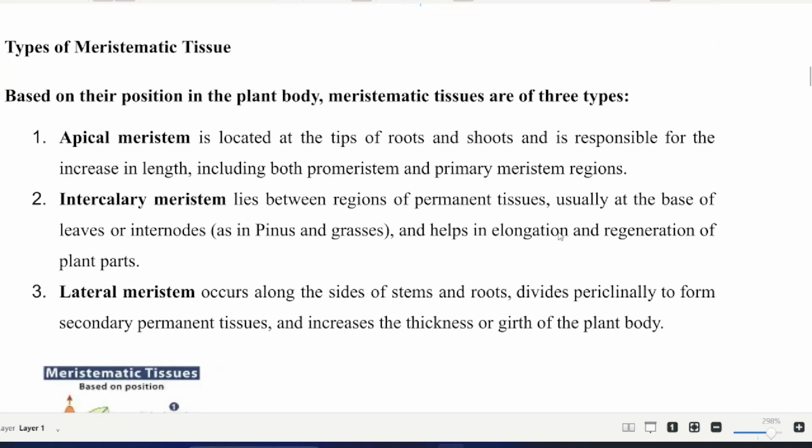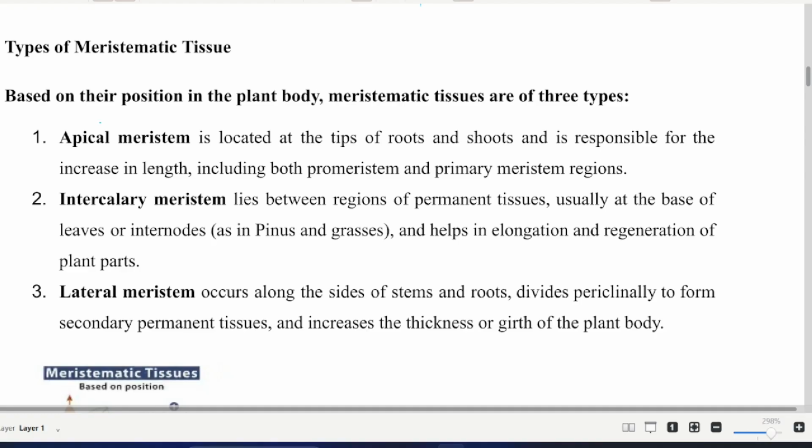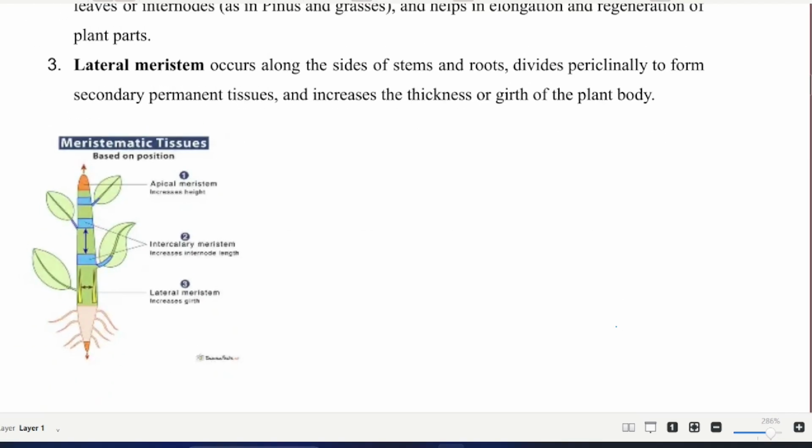We'll discuss in detail. Let's discuss one by one. First of all, based on the position. Let's look at the figure here. Based on the position, this is the apical meristem that helps to increase in height. Second is the intercalary meristem that is present at the internodes that increases the internodal length like this. And third is the lateral meristem that helps to increase the width, that is the diameter in the plants.